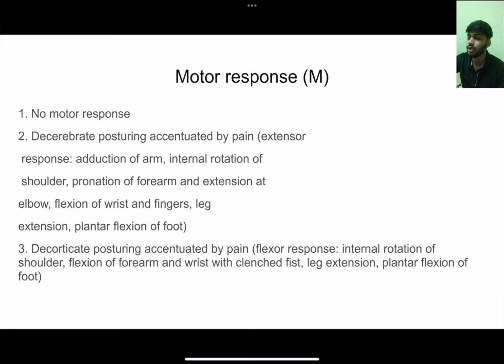Motor response. No motor response. Decerebrate posturing accentuated by pain, extensor response: adduction of arm, internal rotation of shoulder, pronation of forearm and extension at elbow, flexion of wrist and fingers, leg extension, plantar flexion of foot. Decorticate posturing accentuated by pain, flexor response: internal rotation of shoulder, flexion of forearm and wrist with clenched fist, leg extension, plantar flexion of foot.